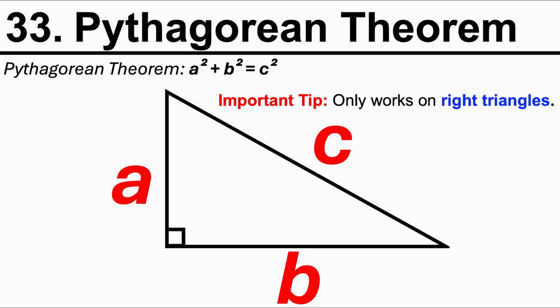Now, an important tip for this is that it only works with right triangles, because if it's not a right triangle, it doesn't have a hypotenuse, and so there can't be a C value. That's an important tip that a lot of people mess up on, so don't be one of them.